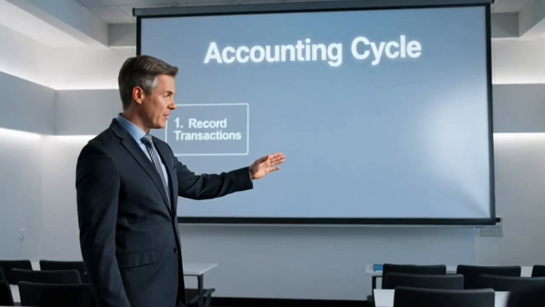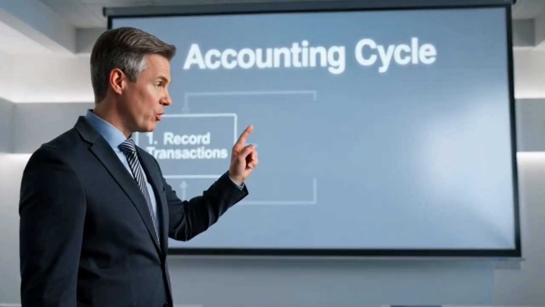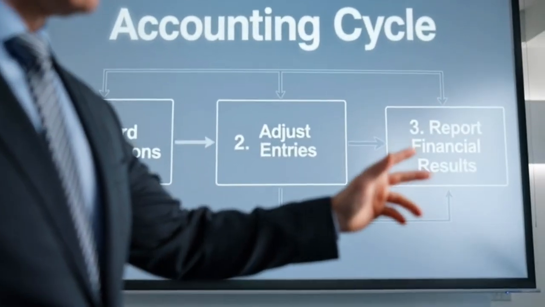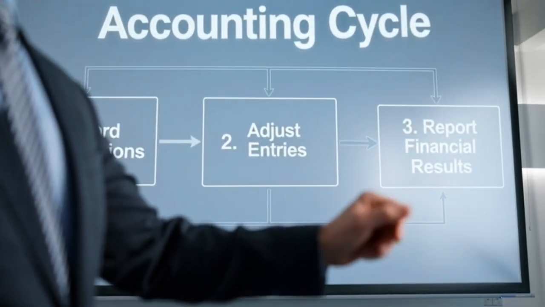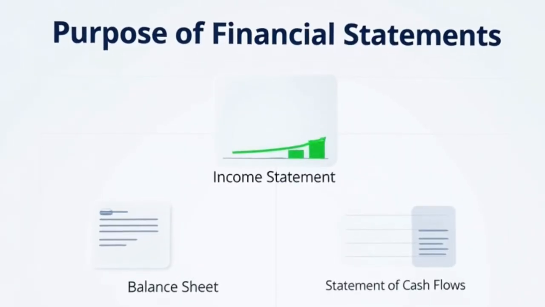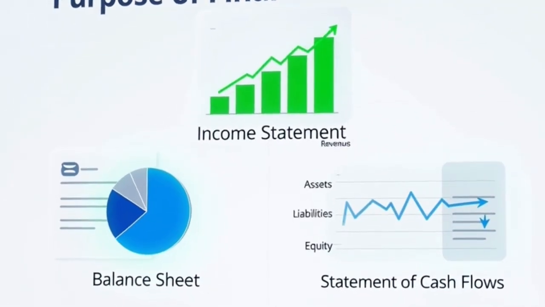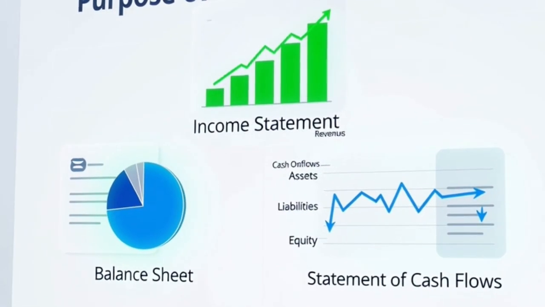In the accounting cycle, once transactions have been recorded and adjustments have been made, the next step is to report the financial results of the business. Financial statements summarize the financial performance of a company and help managers, investors, and creditors understand how the business is performing.